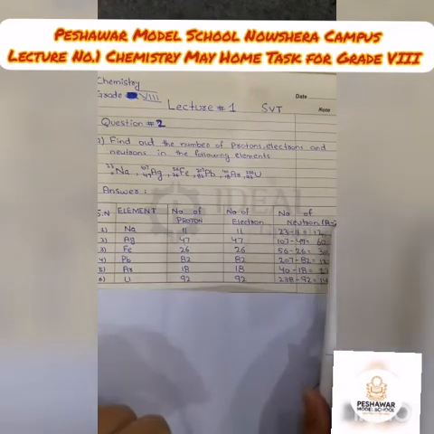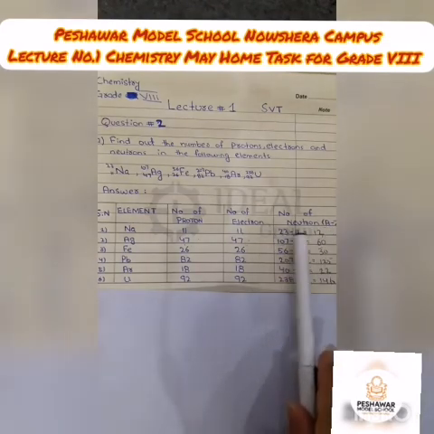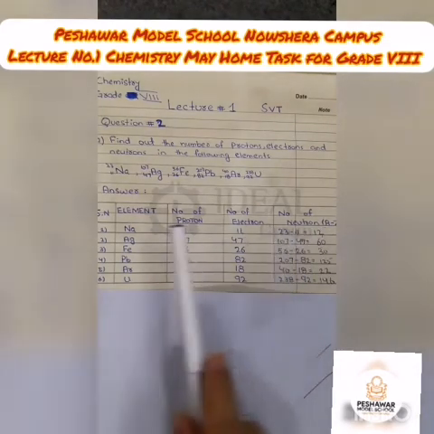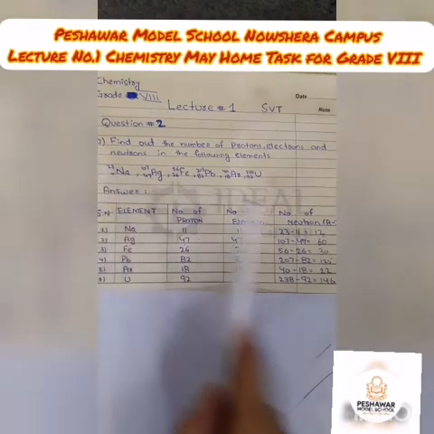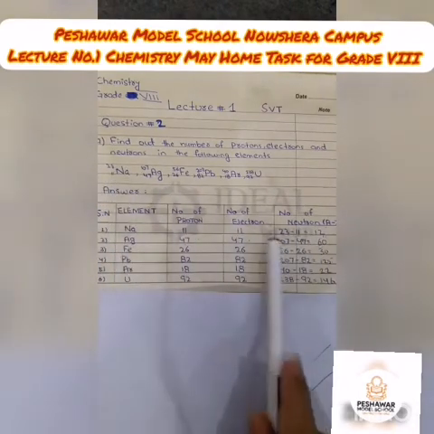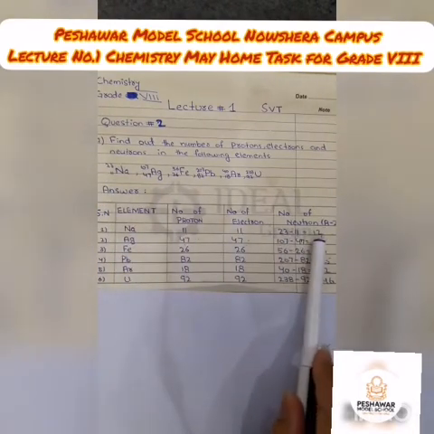Now how do we find out the number of neutrons? Simply by subtracting atomic number from the atomic mass. The atomic mass of sodium is 23 and its atomic number is 11. When we subtract 11 from 23, the number of neutron in sodium will be 12.